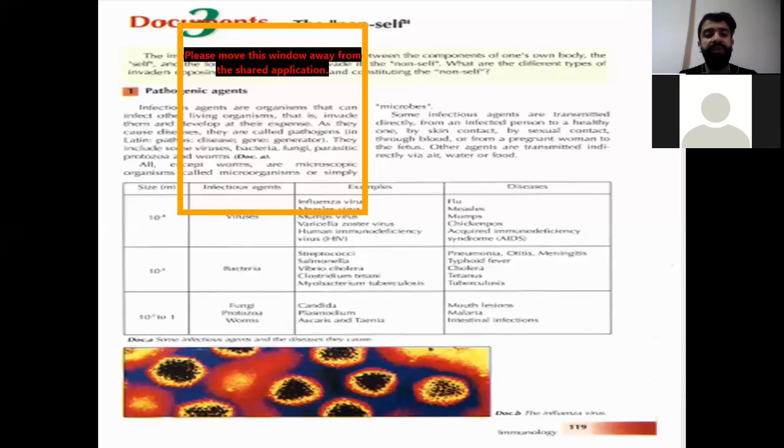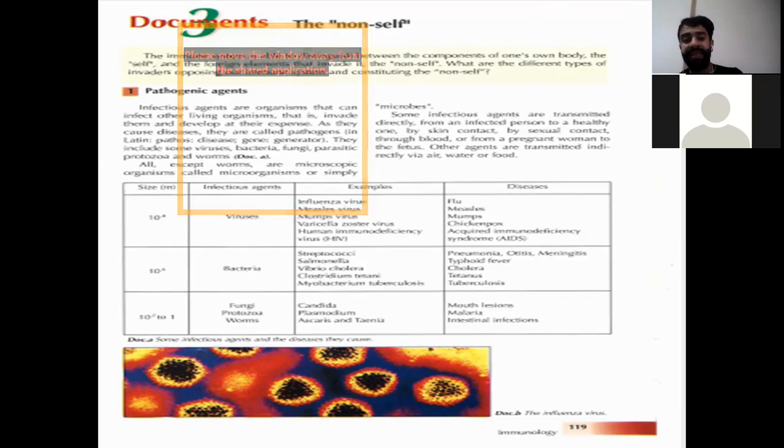So here, infections against an organism, pathogenic agents. Pathogenic, they can cause a disease. So the immune system is able to distinguish between the components of one's body and others that are foreigners that don't belong to our body. What are the different types of the non-self? What are the different types of the foreigners? Let's start first with the pathogenic agents.